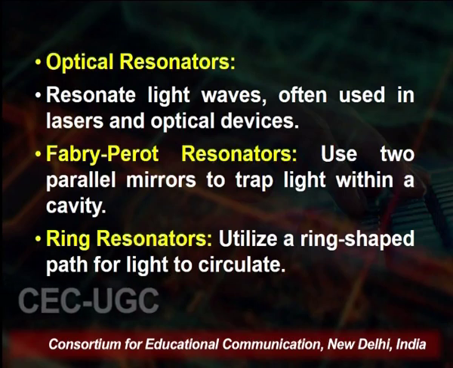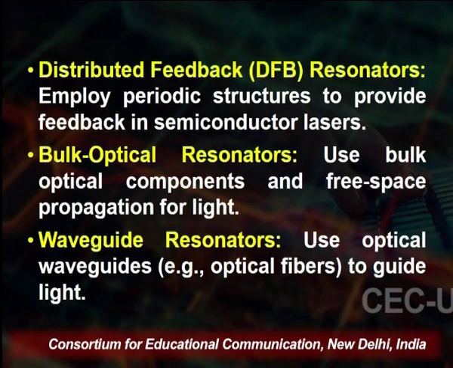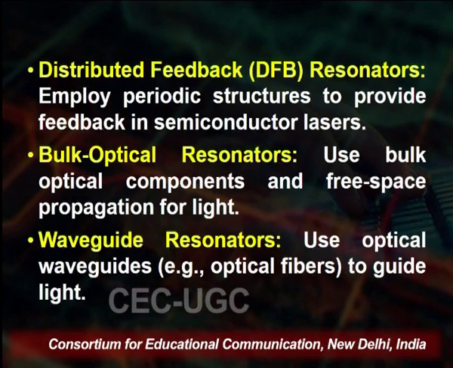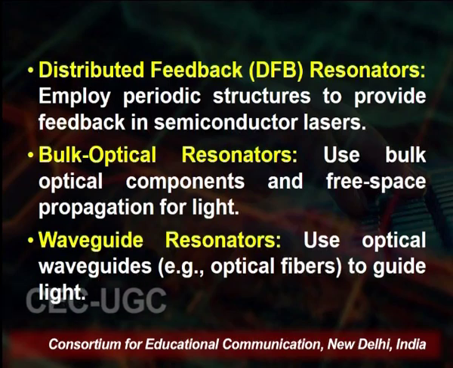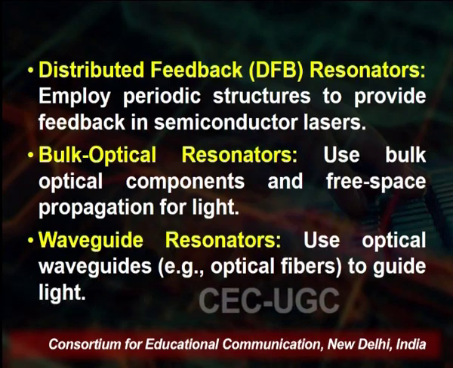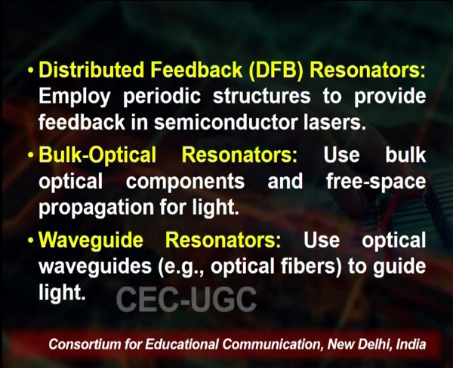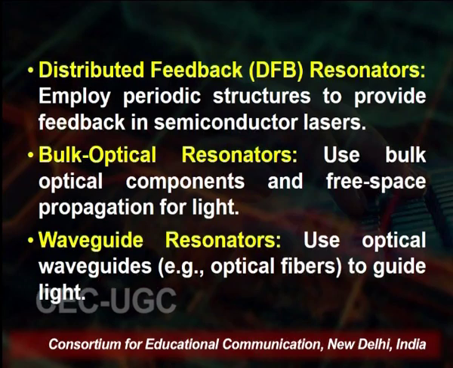In this category we have the distributed feedback, that is a DFB resonator, which employs periodic structures to provide the feedback in the semiconductor laser. Another type is a bulk optical resonator, which uses bulk optical components and the free space propagation of the light. So this type of resonator we will use in the laser system. Another type is a waveguide resonator. It uses an optical waveguide, that is an optical fiber, to guide the light. So these are the various three types.